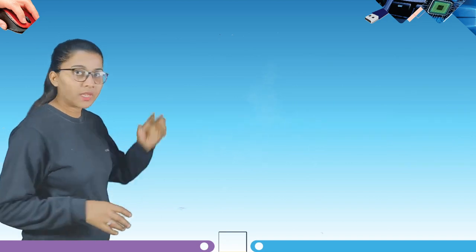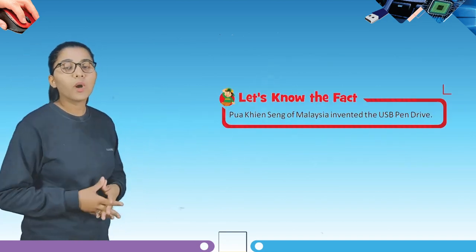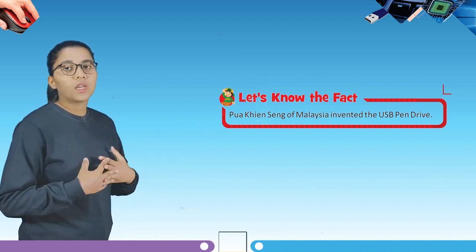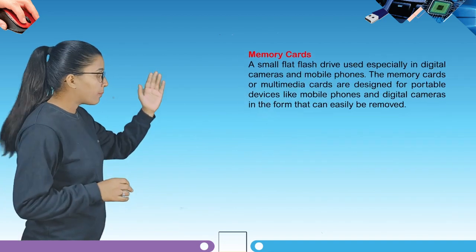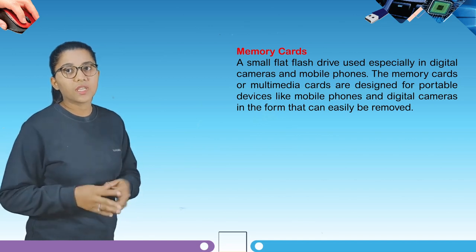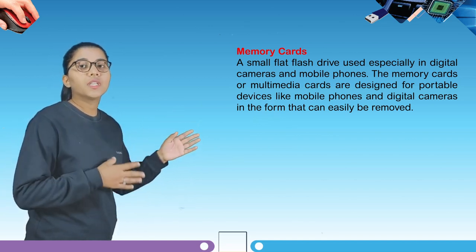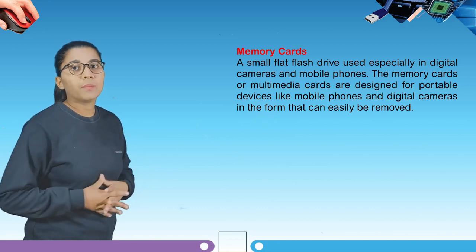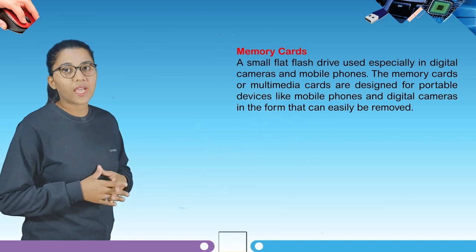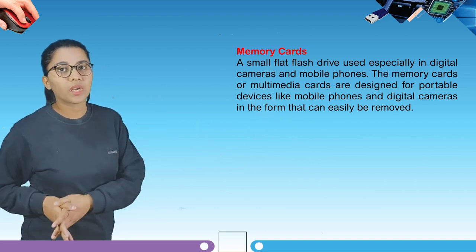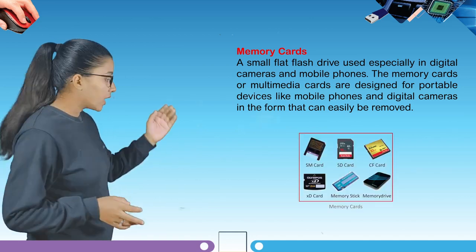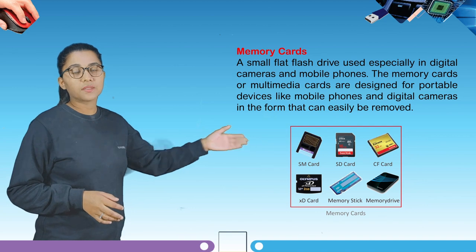Now it's time to know an interesting fact: Hua Keen Sang of Malaysia invented the USB pen drive. Now students, next we have memory cards. A small flat flash drive is used especially in digital cameras and mobile phones. Memory cards are multimedia cards designed for portable devices like mobile phones and digital cameras, in a form that can easily be removed. So students, here you can see the different types of memory cards.